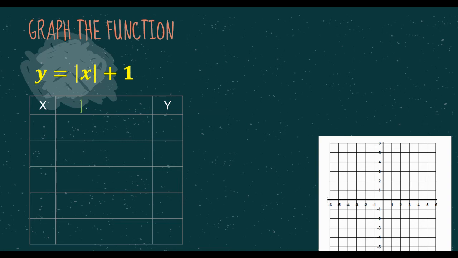Okay, so I'm going to put the equation in here. This one's different. It says take the absolute value of something, then add 1. So this one's going to be slightly different. So for this, we're going to use negative 2, negative 1, 0, 1, and 2.